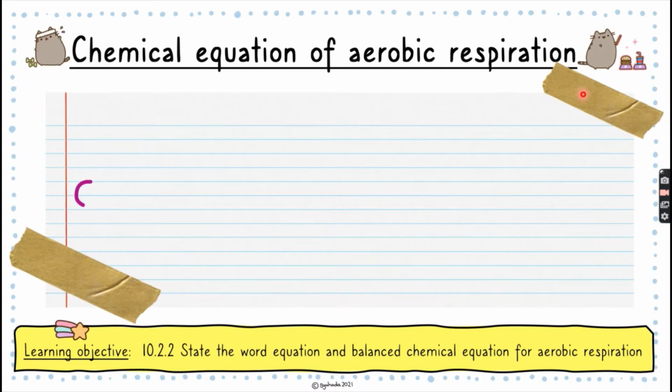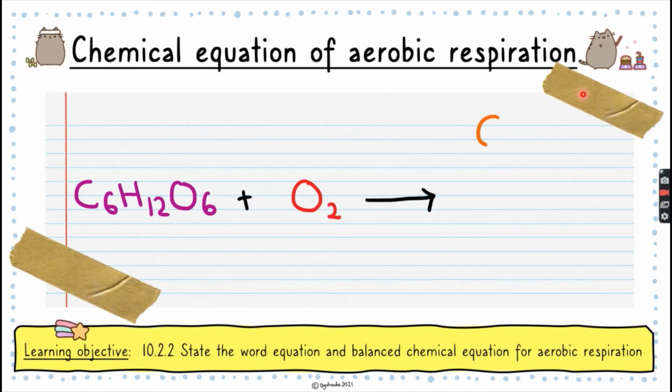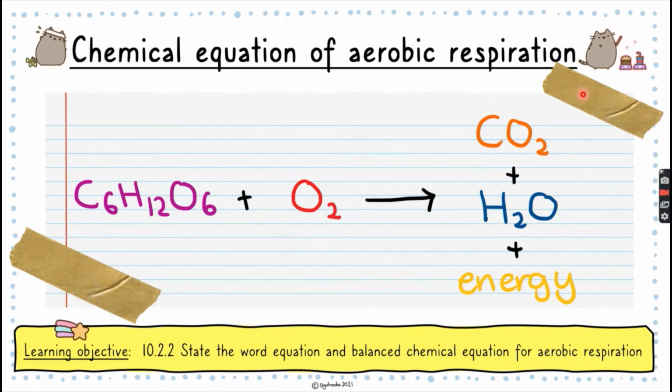And the chemical equation: you know that glucose is C6H12O6, so plus O2 for oxygen. You draw an arrow, and it's CO2 for carbon dioxide, and water, the symbol is H2O, and energy doesn't have a symbol, so just write down energy. Again, I'm going to repeat, you can write down high amounts of energy if you want to, or just plain energy. However, remember, we need to always balance our chemical equation.